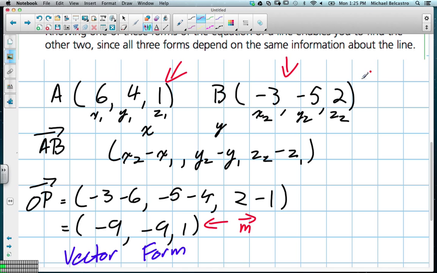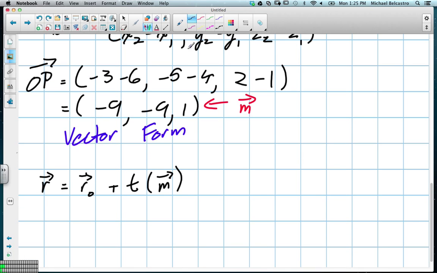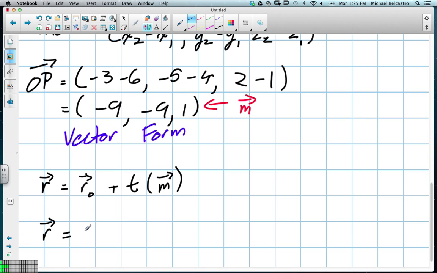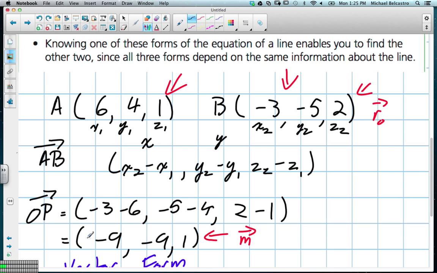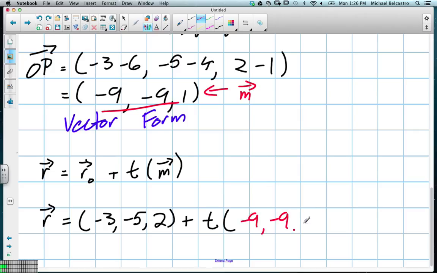And in this case, we'll take vector B to be our point. So this would be considered our R naught. I can take A or B. Sorry, I said that wrong. I misspoke earlier. So vector R is equal to, like we said, we're going to take coordinate B, which is -3, -5, and 2, plus the parameter times our directional vector, which is, in this case, what we found before, -9, -9, and 1.